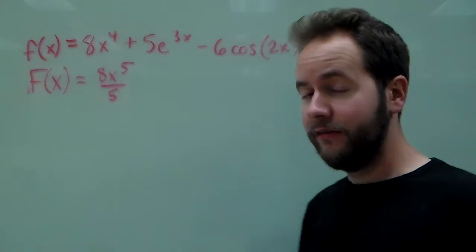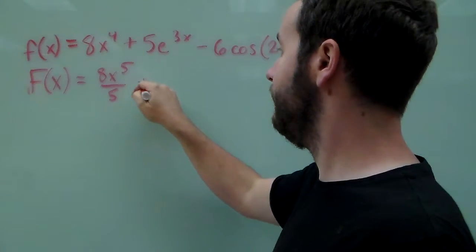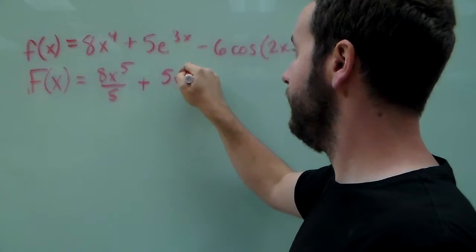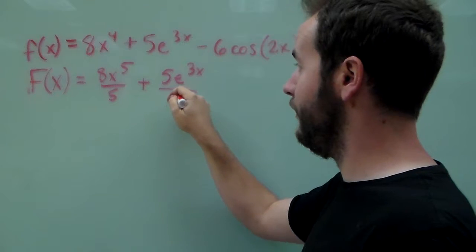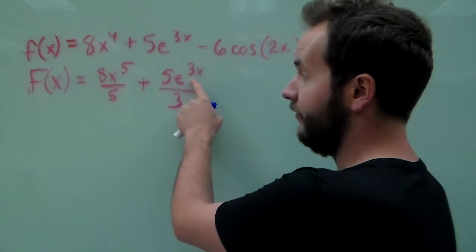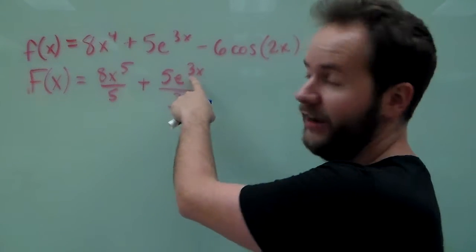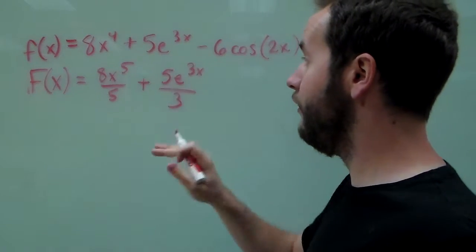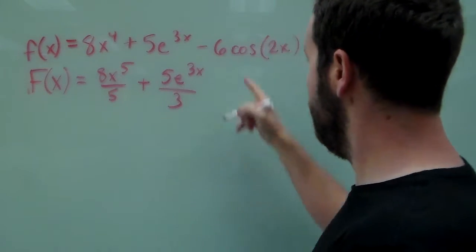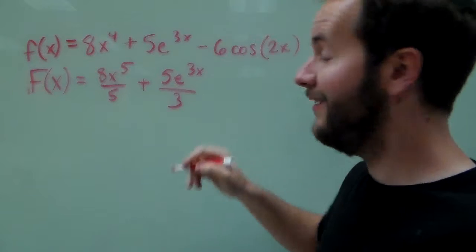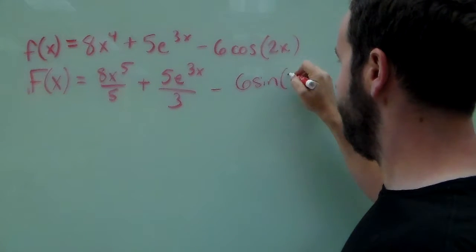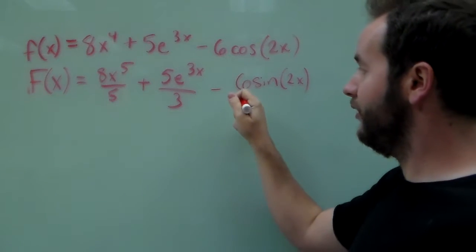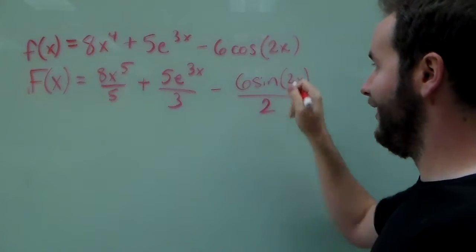Then we have an e to the 3x, and the way those get handled is you say plus 5e to the 3x, and you divide by the constant coefficient of x in the exponent of e. Let me repeat that. You're going to divide by the constant coefficient of x in the exponent of e. So instead of 5e to the 3x, you'll have 5e to the 3x over 3. The antiderivative of cosine is sine, so we're going to say minus 6 sine of 2x. But of course, we have to make sure we divide again by the constant coefficient of x inside the sine.